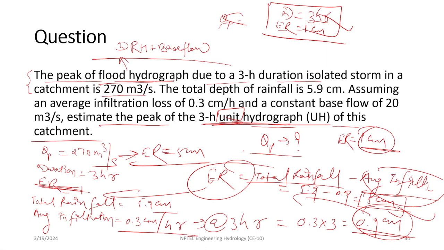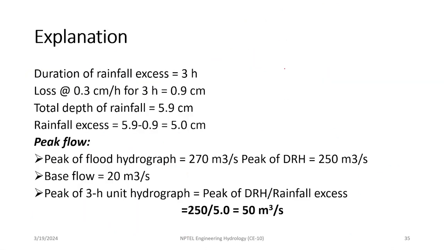Now tell me the value. 54 meter cube per second. So you are saying QP comes to 54 meter cube per second. Let's see the explanation. You are getting 54, but it comes to approximately 50 meter cube per second. Maybe my calculation is wrong, you may be right. What is happening here? You have substituted 250 instead of 270. That's the mistake. Good.